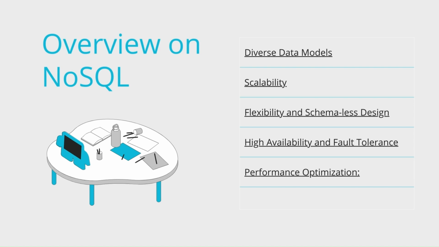Next is performance optimization. NoSQL databases are optimized for specific use cases and performance requirements. They often offer features such as in-memory caching, replication, and specialized indexing to improve data access and query performance.